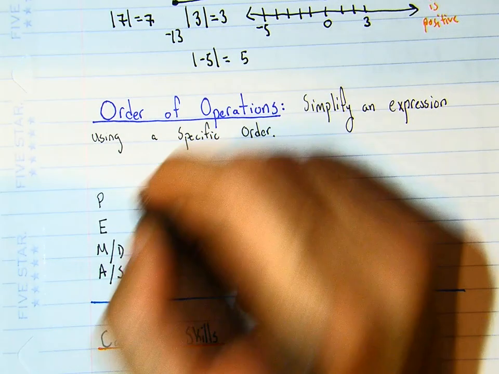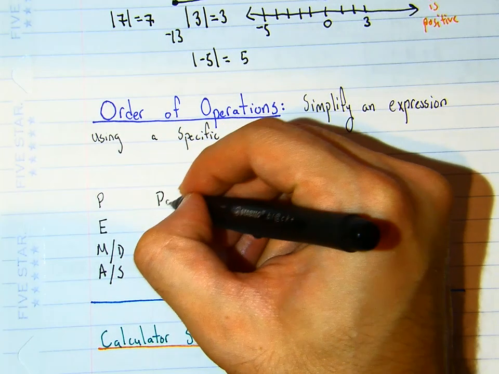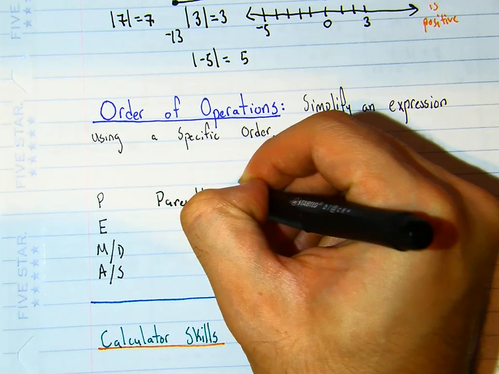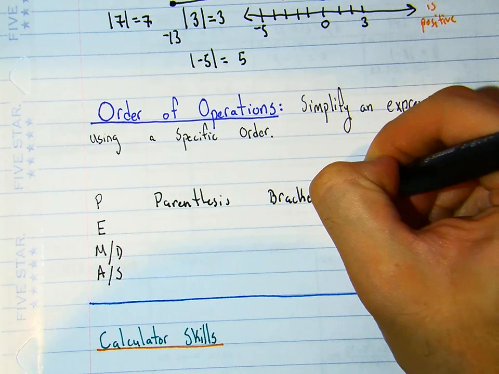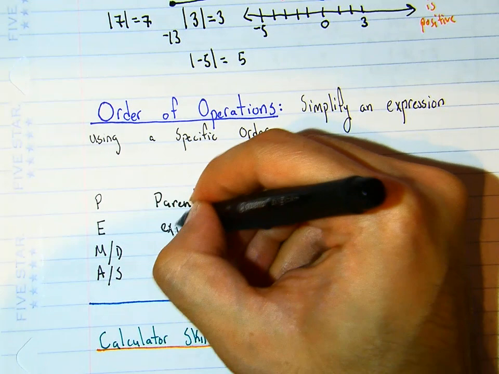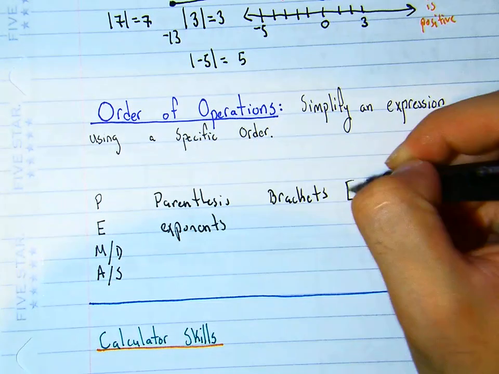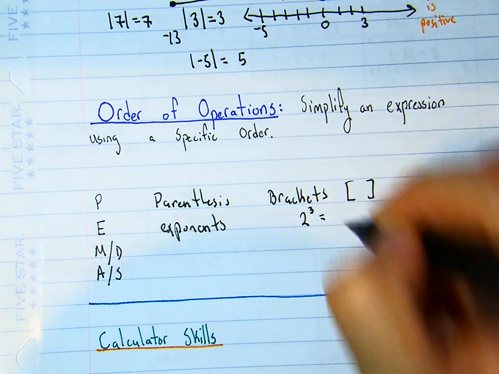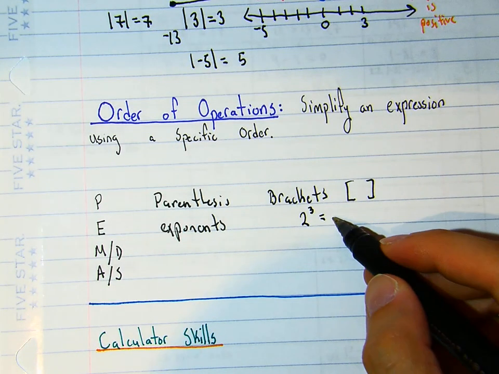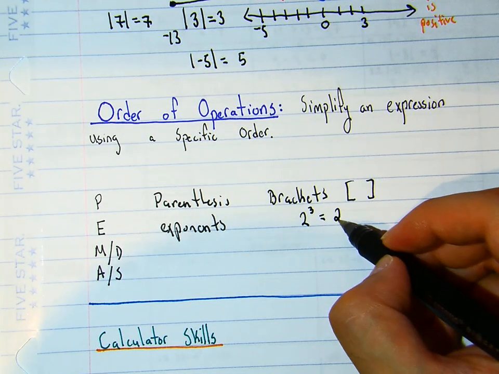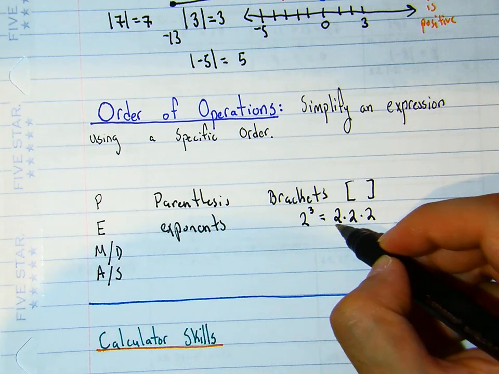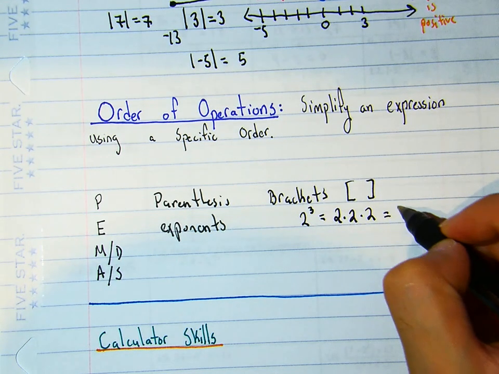Okay, so here, P, this one will stand for parentheses, or you can say brackets as well. Brackets will look something like this. Here, this will be exponents. So something like if I say 2 to the 3, if you say 2 to the 3 is 6, my heart breaks, right? What should 2 to the 3 be? 2 times 2 times 2. 2 times 2, 4. 4 times 2, that is 8.